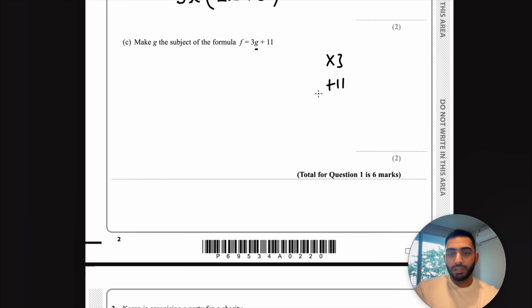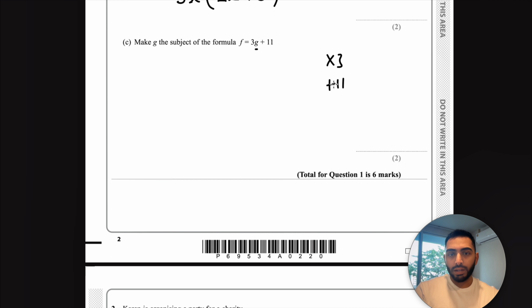Part C, make g the subject of this formula. So all we need to do is we're trying to get g on its own. So we want g on one side and we want everything else on the other side. So let's see what's happening to this g. The first thing that's happening to it is it's getting times by that 3 and then we're adding 11 to it. So we need to undo these things.